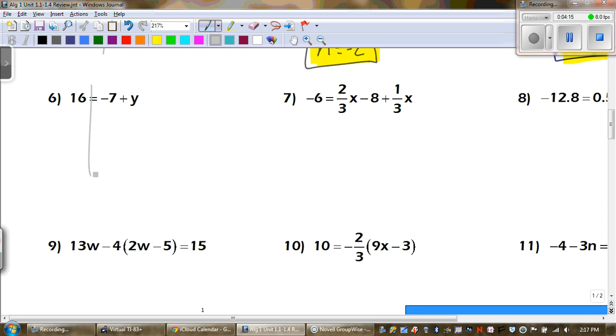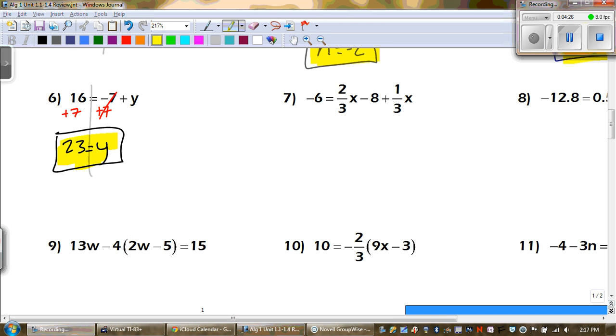Number 6, let's see if you guys can do this one by yourself. Go ahead and pause the video, and good luck. Okay, for number 6, all you had to do was add the 7 to both sides, and when you add 7, you get 23 equals y.